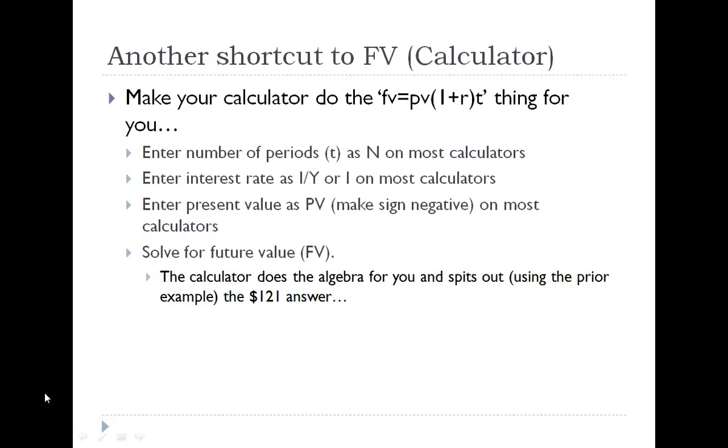Another shortcut to calculating future values that involve multiple time periods is to use a financial calculator. Most financial calculators have already got the algebraic expression built in. You simply need to enter the variables which you know and solve for the one which you don't, which in this case would be future value. Every financial calculator is different. You'll need to refer to your user manual to make sure you understand how to input all the variables, because each calculator does it in a slightly different way.